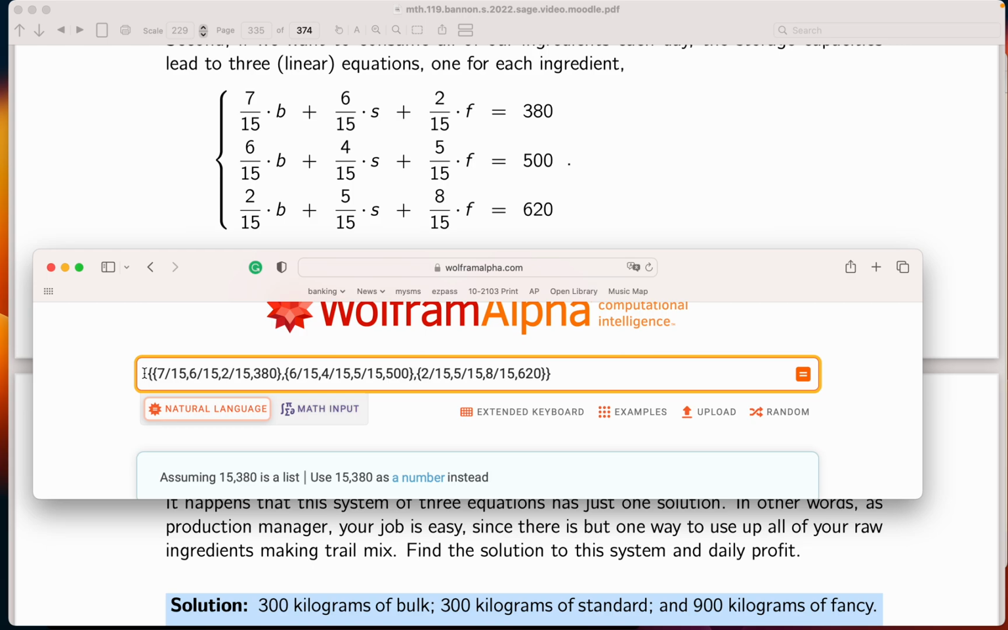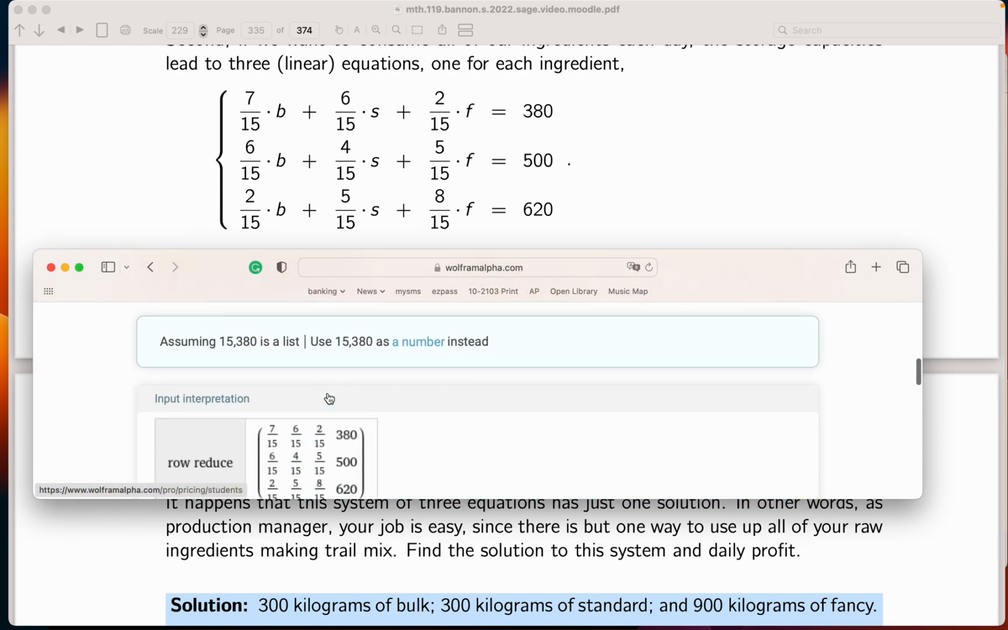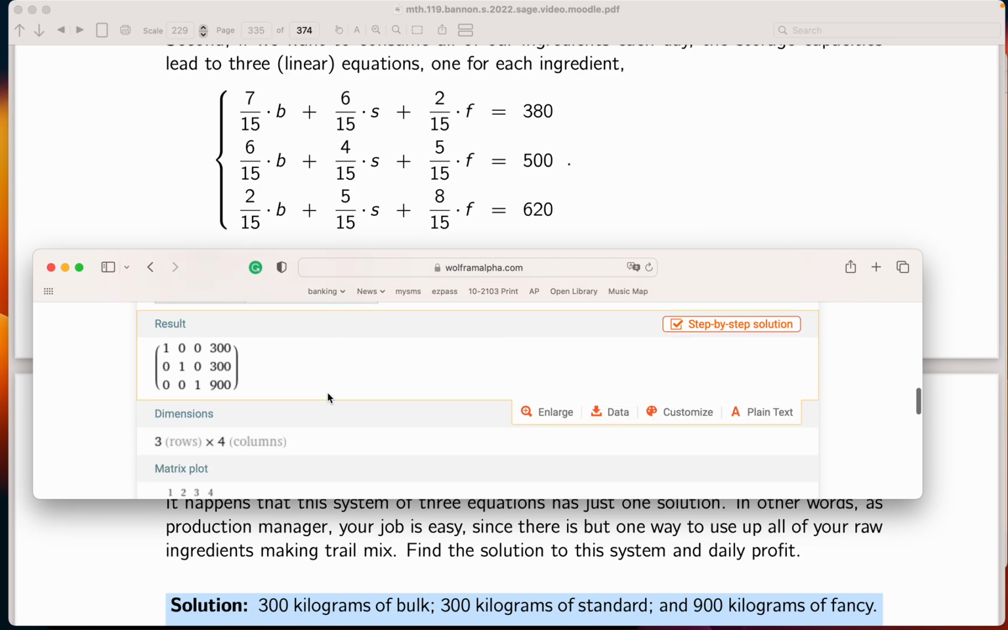Let's put the reduced row echelon form down. Let's see what happens. Scroll down. It wants to do reduced row echelon form, and it gives it to me. It gives me, in this case, B would be 300, the S would be 300, and the F would be 900.